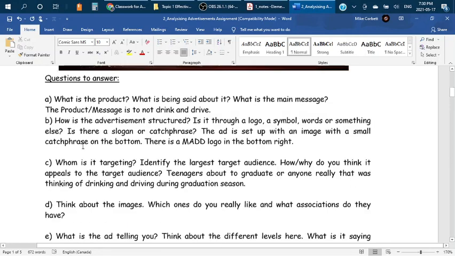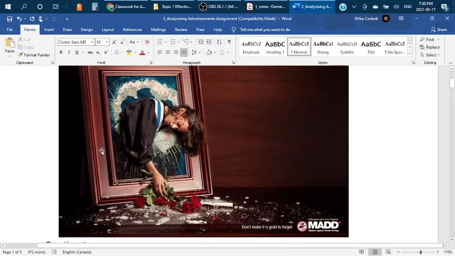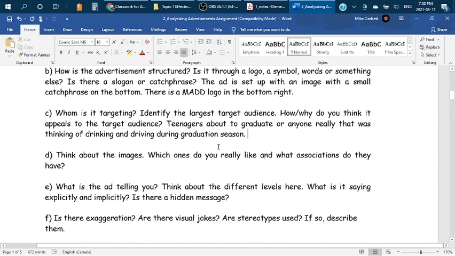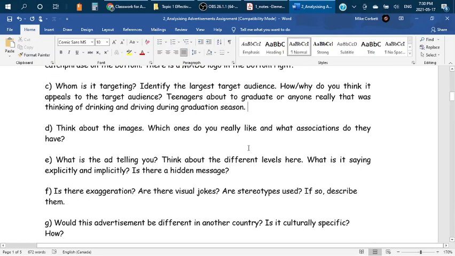And I guess if this was, we could do a very similar ad. It could be for Christmas or any time of the year. Really, you shouldn't be drinking and driving any time of the year. But just because of the nature of this ad, it's specifically targeting graduation season, I would say, like what's in June, summertime. So think about the images.